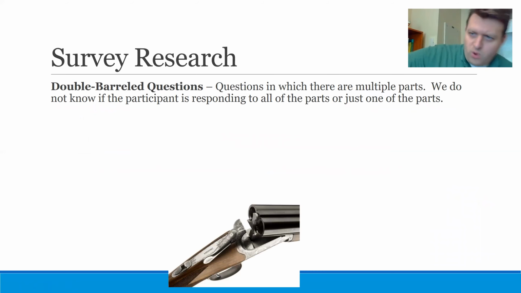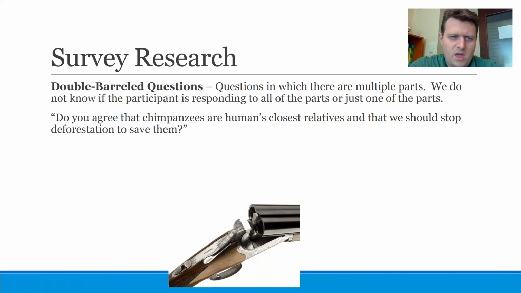All right, another kind of question that we want to avoid are double-barreled questions. Double-barreled questions are essentially two questions in one. So if we get somebody to respond to it, we don't know if they're responding to the first part of the question, the second part of the question, or both parts of the question. So let me give you an example of this. Do you agree that chimpanzees are humans' closest relatives and that we should stop deforestation to save them?